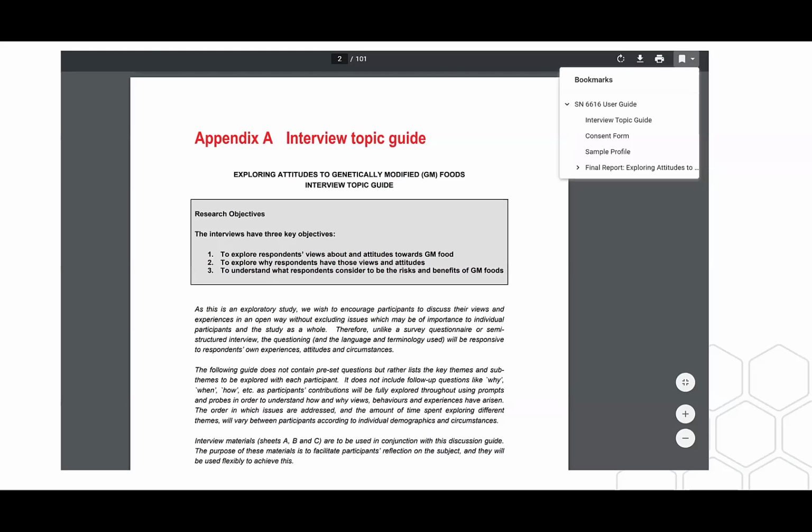And here's an example of a user guide. This one happens to have an interview guide for interviewers, as well as the consent form, a sample profile, and it's just further background information to help you understand how that data was collected.